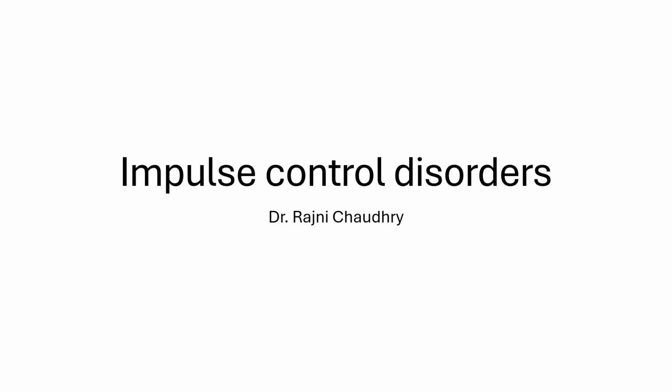Okay, let's see what this impulse control disorder is. How does this disorder look? If children are suffering with the disorder, these are the children whose parents cannot control them. Or if it is happening to adults, these are adults who simply do not choose to control their behavior.